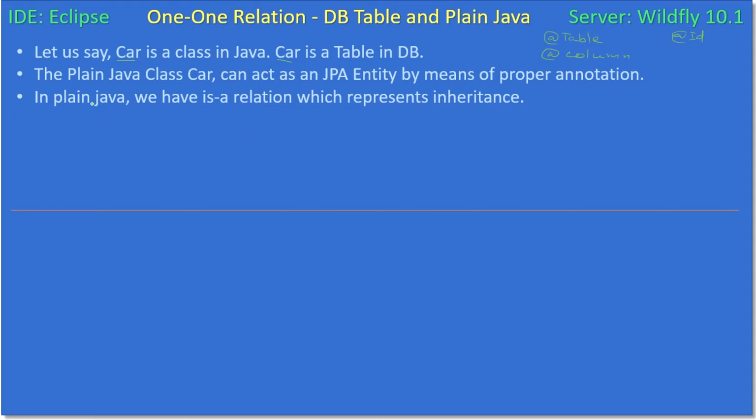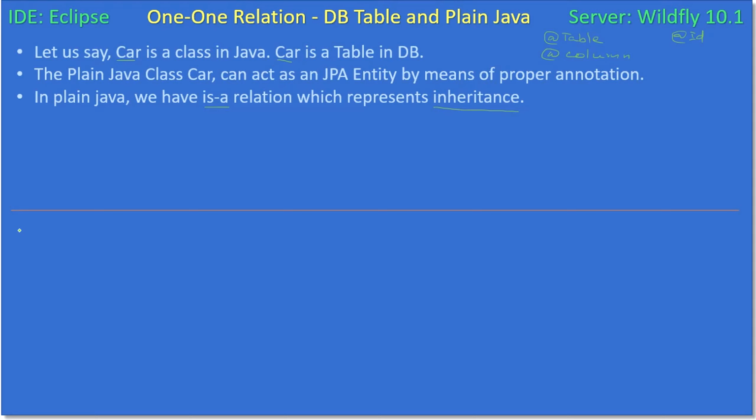So in plain Java we have an is-a relation, which represents inheritance. Say for example, a car is a vehicle. That's plain English, right? That means we will have a class called Vehicle, and Car is derived from that Vehicle, or Lorry, Jeep, whatever you call, those get derived from Vehicle. So here the is-a relation is coming into the picture.